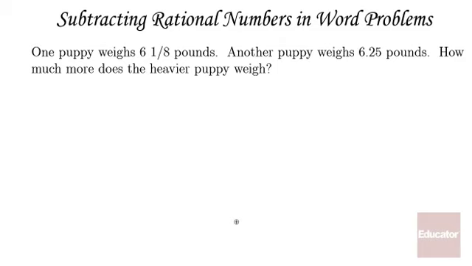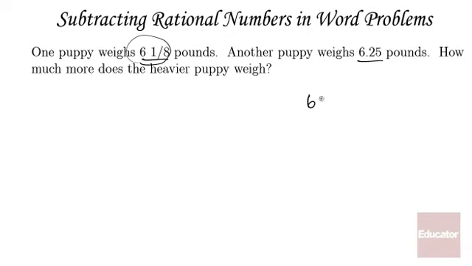Let's try subtracting rational numbers in word problems. One puppy weighs 6 1/8 pounds. Another puppy weighs 6.25 pounds. How much more does the heavier puppy weigh? Well, first we need to compare the fraction to the decimal to find out which one is heavier. I'm going to change this 1/8 into a decimal.